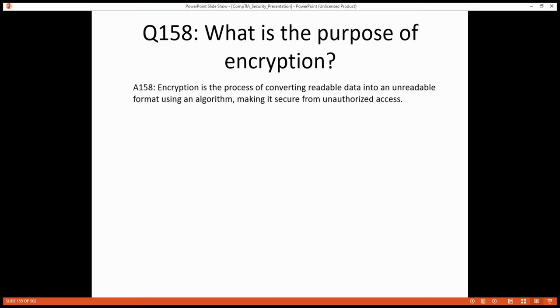Q158. What is the purpose of encryption? A158. Encryption is the process of converting readable data into an unreadable format using an algorithm, making it secure from unauthorized access.